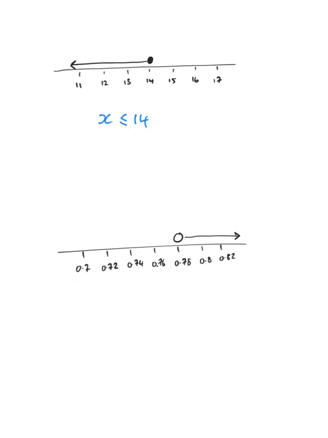We don't have to have whole numbers, we can have decimal or fraction numbers as well. So on this one here, x is greater than 0.78. It's greater than because the arrow is going to the right where the bigger numbers are, and it's not coloured in, so it's not greater than or equal to, just greater than.